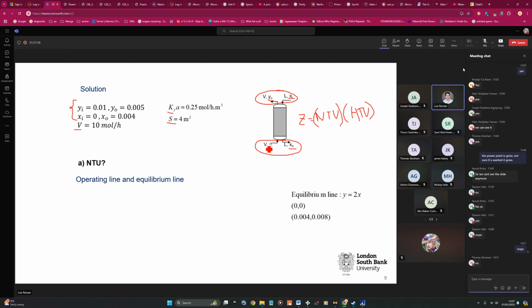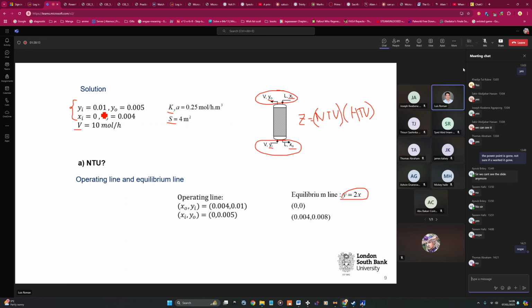So you have X, Y values from the top of the column. So those coordinates give you the 2 points for the operating line. And for the equilibrium line, you simply use the equilibrium relationship, in this case, which is y equal to 2 times x. So for the operating line, again, are the 2 points at the bottom and top of the column. We have those values from the problem statement.